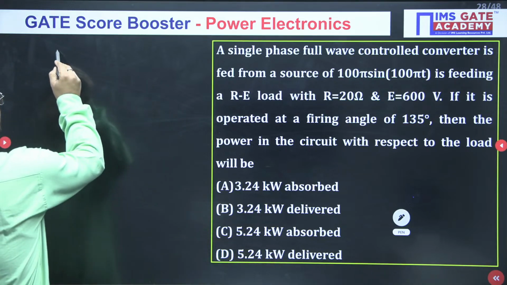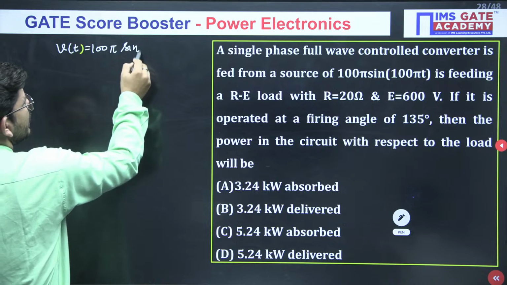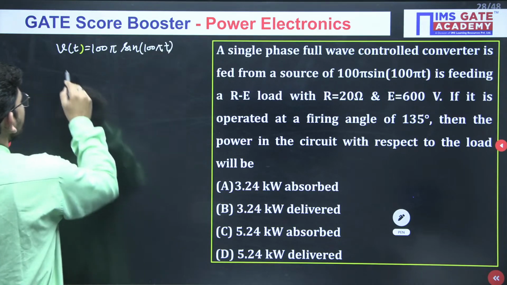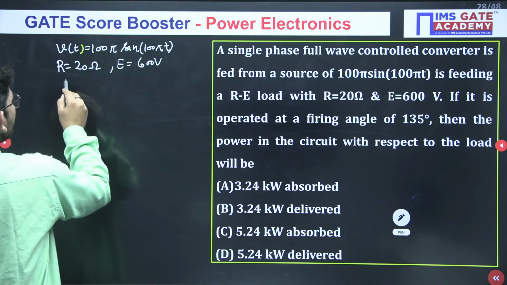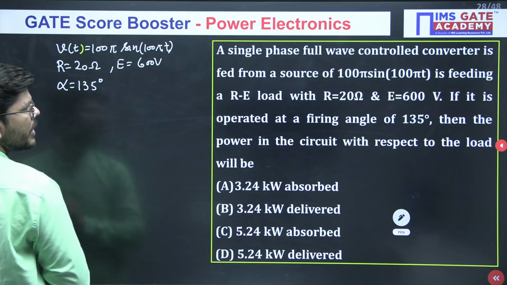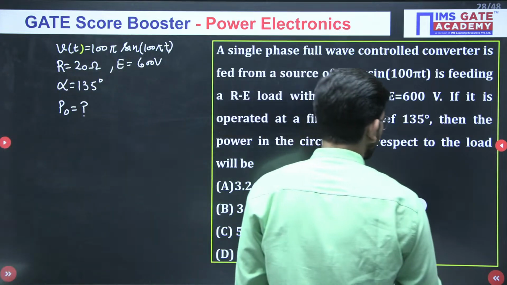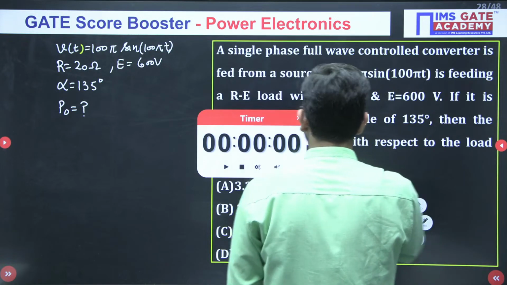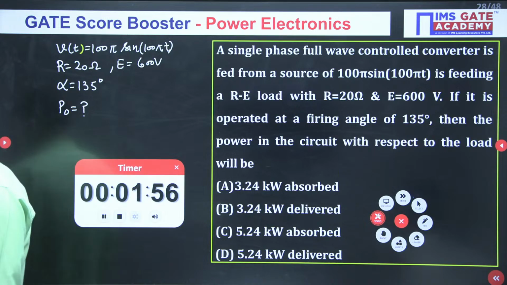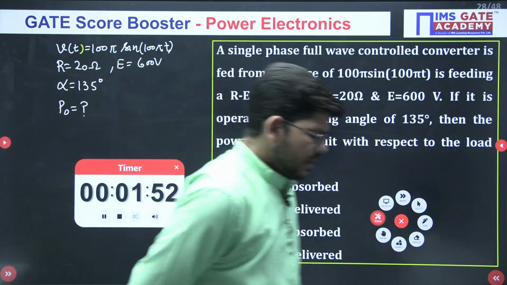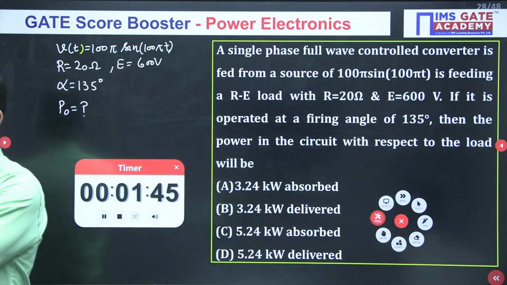Okay, so what has been given here is input voltage 100 sin 100 pi t. Okay, then R value is 20 ohm, E value is 600 volt. Okay, and firing angle is 135 degree. Then you have to calculate power and whether this power is delivered or it is absorbed. Okay, so again I think 1 minute is sufficient for this question, or you can take 2 minutes because it may take calculation time. Calculations are there, so don't make any calculation mistake and you can solve this question.